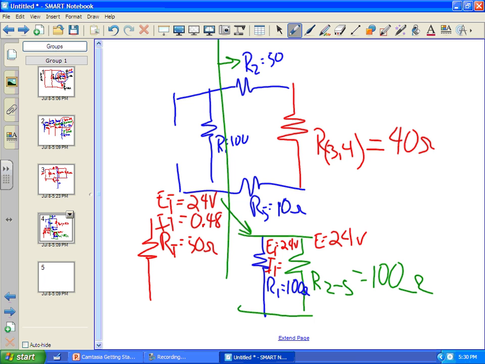So I1 is 0.0024. Is that correct? Anybody? Did I go too many places? 1, 2. Oh, right, that's right. It's 0.24. You're right. Sorry.